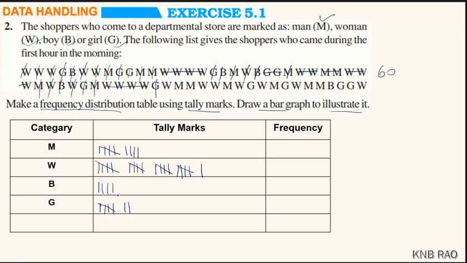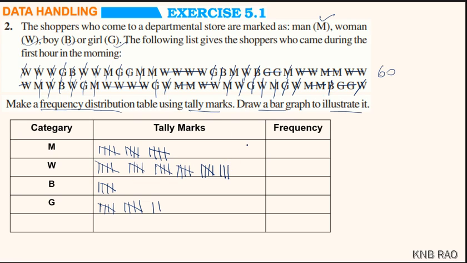1 girl, 1 woman, 2 men. So 1, 2. 2 men, 1, 2. 1 man, 1 woman, 1 girl, and 1 woman again, 1 man again, 1 girl, and 1 woman, 2 men, and 1 boy, and 2 girls, and 1 woman.